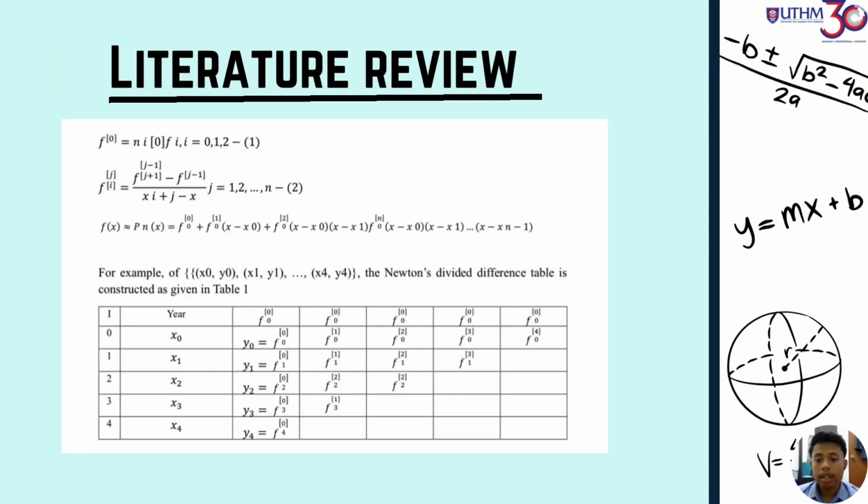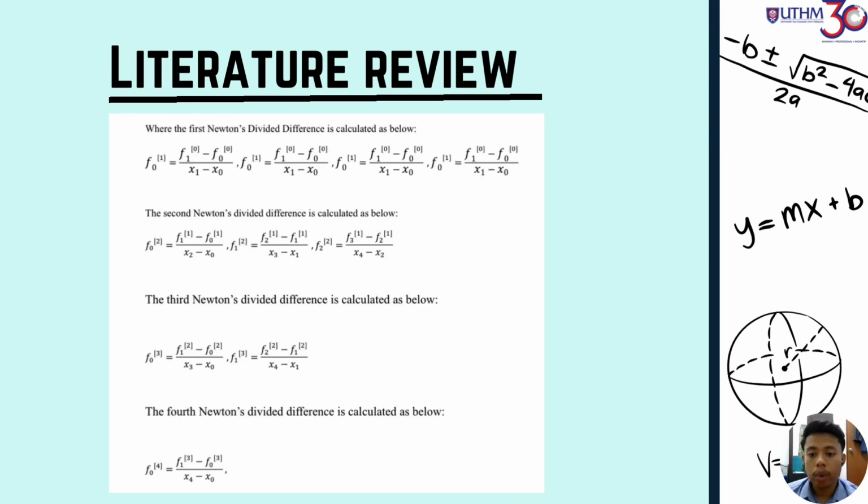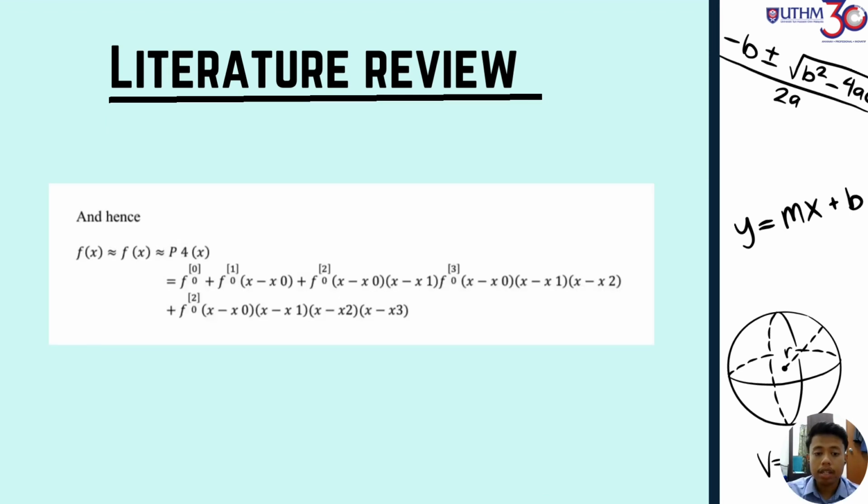So as you can see, this is the example of the Newton divided difference table, which is we have x0 to x4. That is in Table 1. As you can see, we have the first Newton divided difference, the second Newton divided difference, the third Newton divided difference, and lastly the fourth Newton divided difference. And this is the formula to calculate the Newton divided difference.